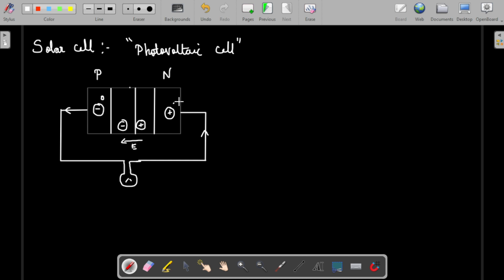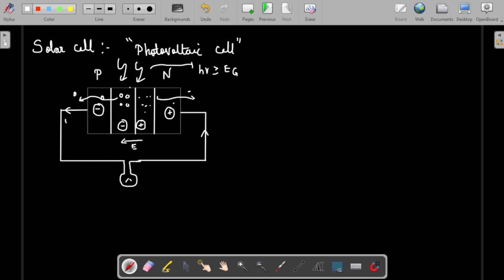Here, if you see, this is a photovoltaic cell or a solar cell. Whenever there is incident light with h nu greater than the band gap, as discussed in semiconductor device basics, more charge carriers will be generated. Holes will be generated here, and electrons will be generated here. Because of this excess charge carrier generation, they will diffuse this way: holes diffuse one way and electrons diffuse the other way.